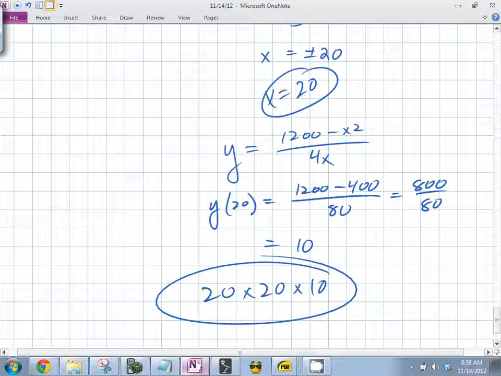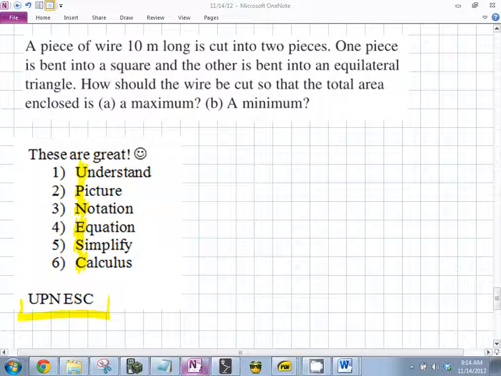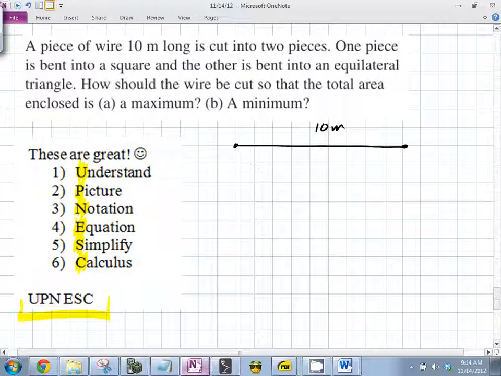Piece of wire. How long is this piece of wire? 10 meters. And how many pieces am I breaking it into? 2. And what do we know x plus y is? There's your relationship right there. Which piece, x or y, is going to be the square? Well, it doesn't matter, so you have to decide.